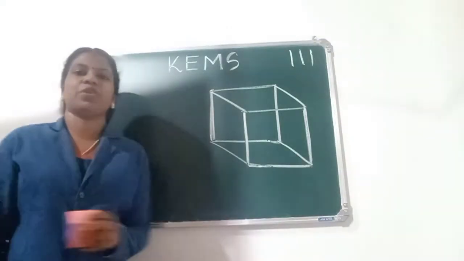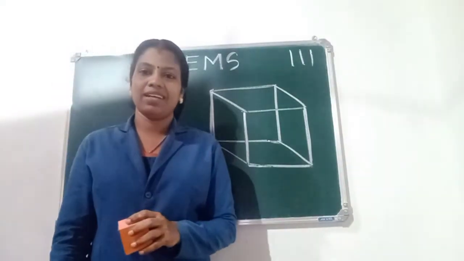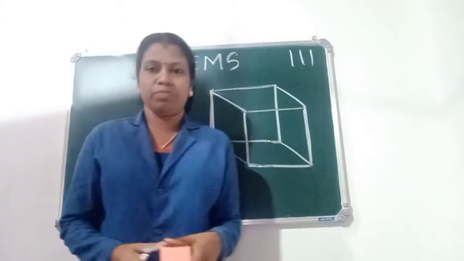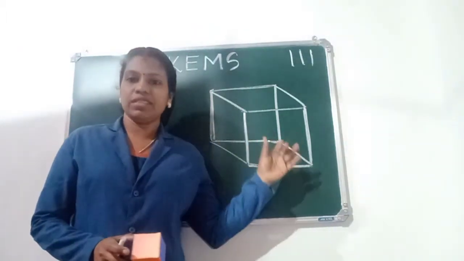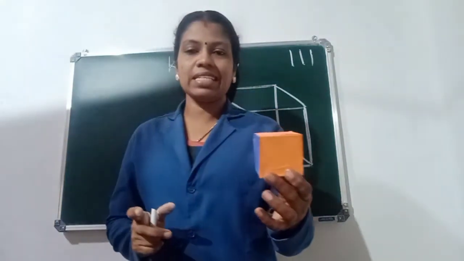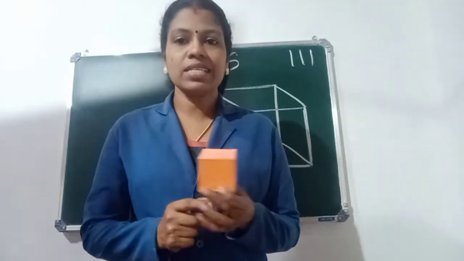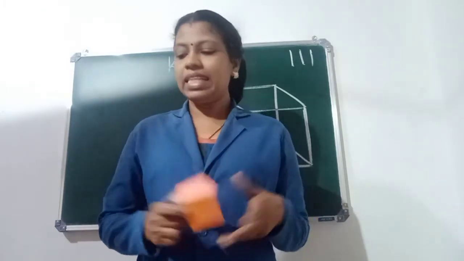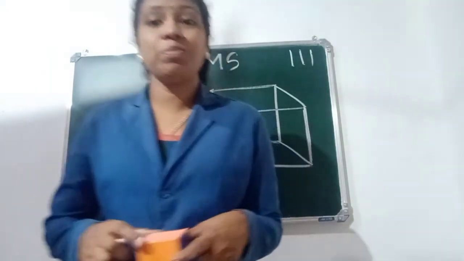So this is a cube. Clear? Draw the cube neatly, and all shapes, in your notebook. So this is a cube. It has 6 faces, 8 corners and 12 edges. Clear? Okay, the next is a cuboid.